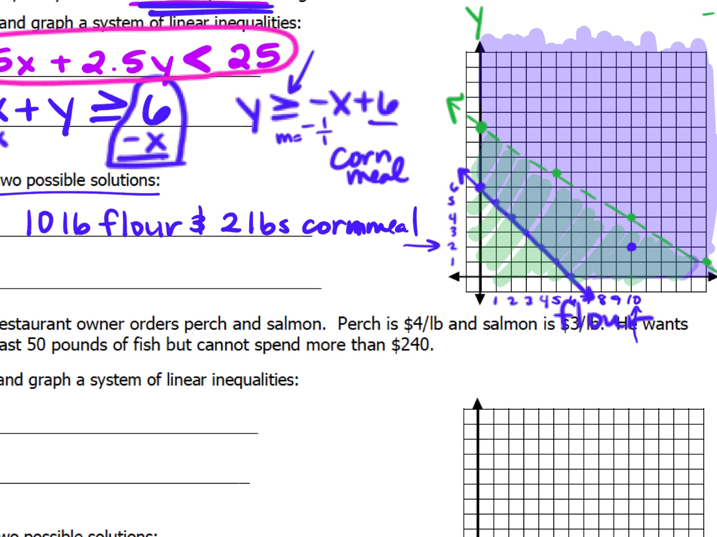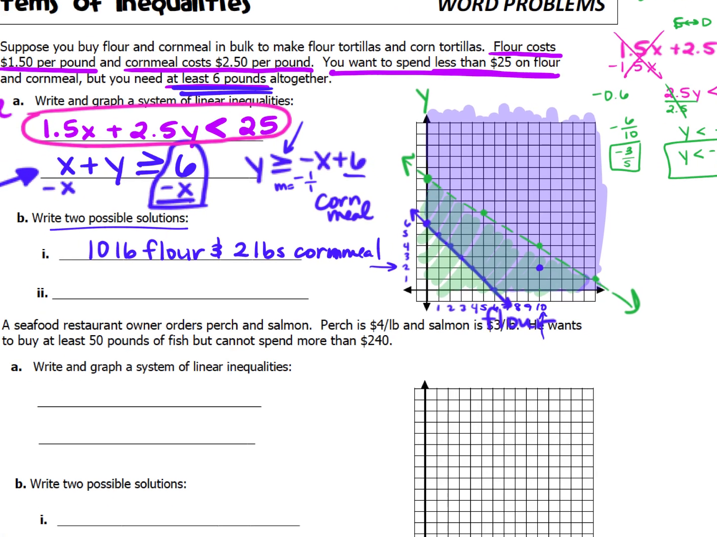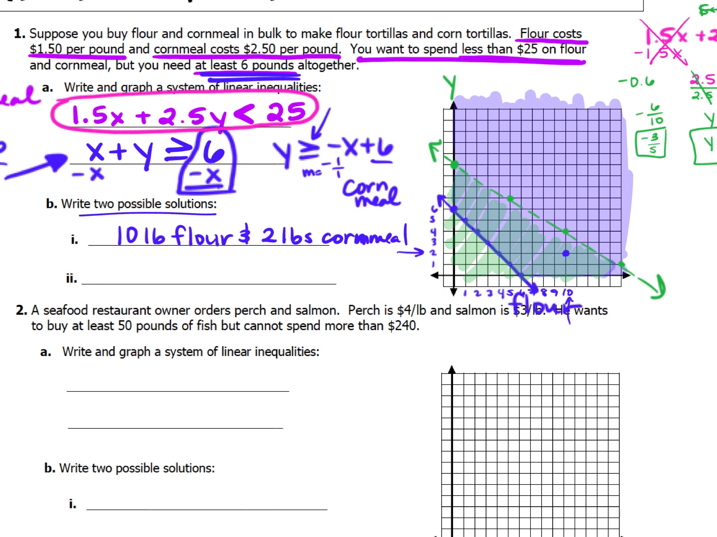Pick another one and then tell your neighbor what you picked and see if you agree that that is an appropriate solution. 10 pounds of flour, 2 pounds of cornmeal is one that I did. Tell your neighbor. What'd you pick? Have your neighbor check if they agree that that's a good solution.